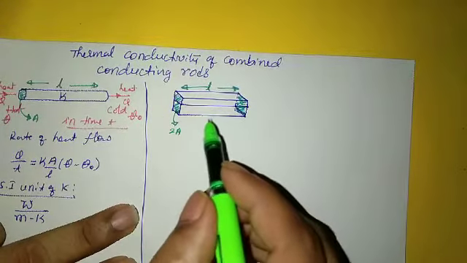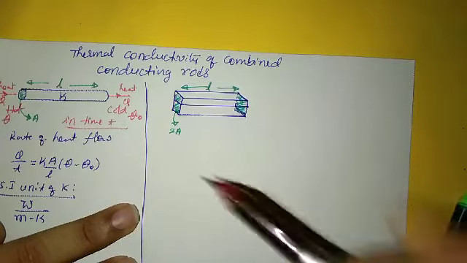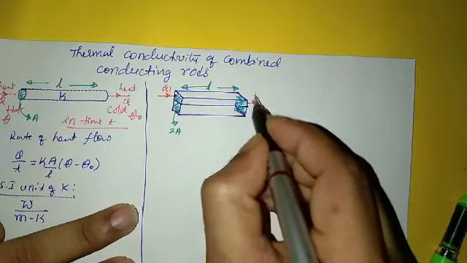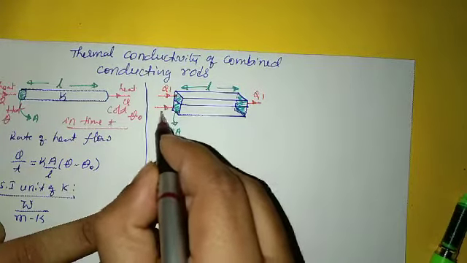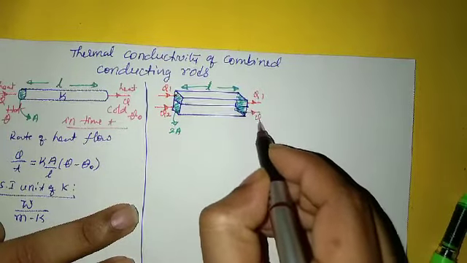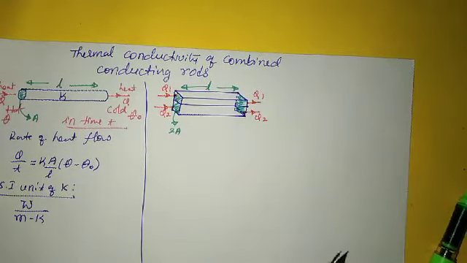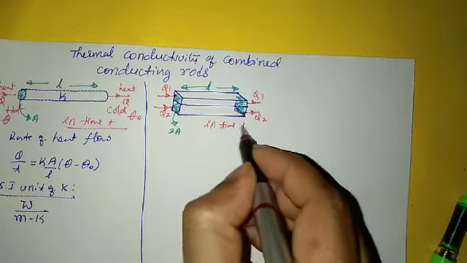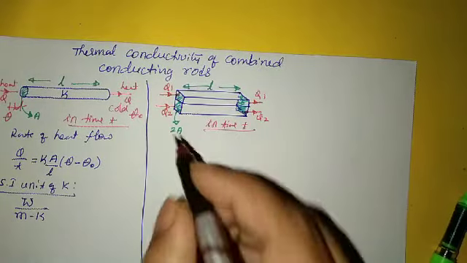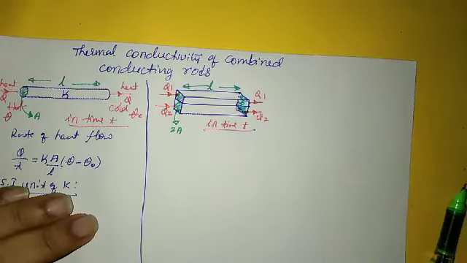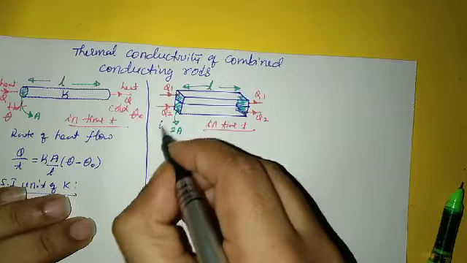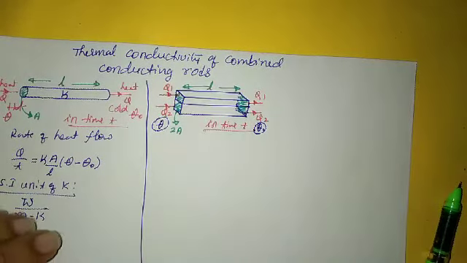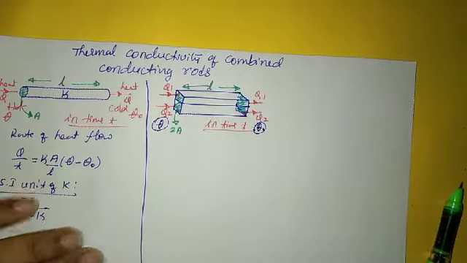And further, one rod will carry heat, say Q1, which is the heat in the first rod, and the second rod carries another heat energy, Q2, in the same time t. I assume one more thing: the temperature on this side is theta and on this side it is theta O. The temperature difference is theta minus theta O.